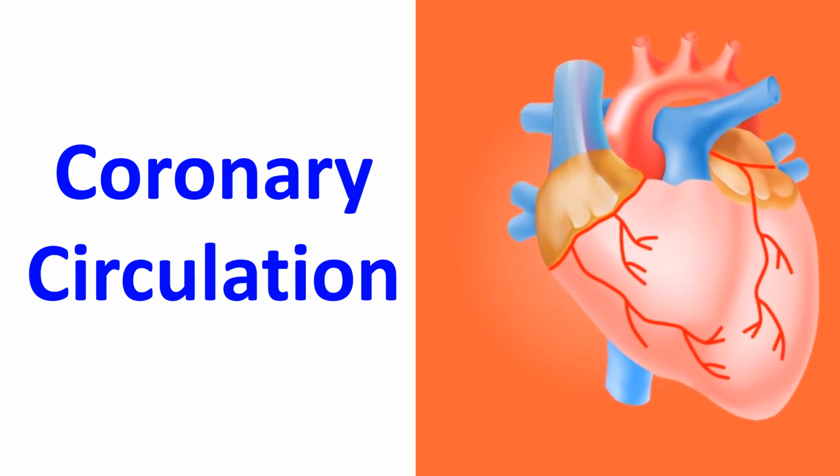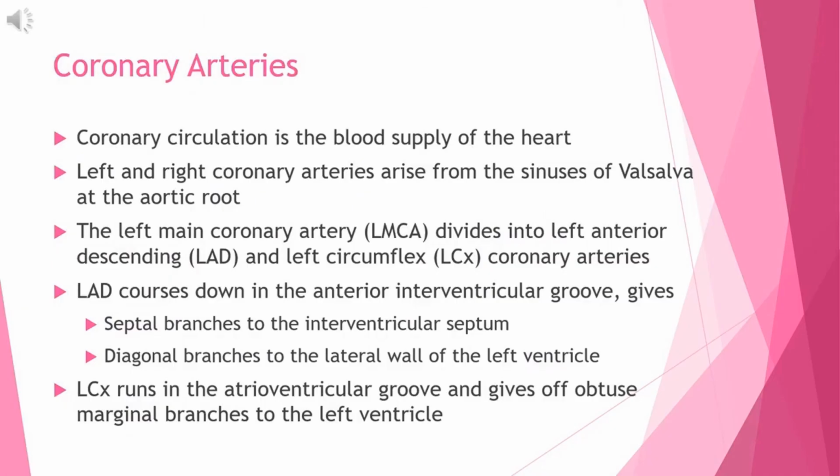Coronary circulation. Coronary circulation is the blood supply of the heart. Left and right coronary arteries arise from the sinuses of Valsalva at the aortic root. The left main coronary artery divides into left anterior descending and left circumflex coronary arteries.